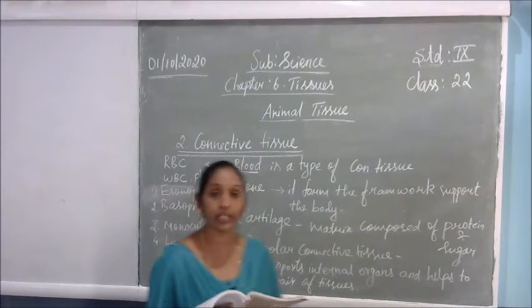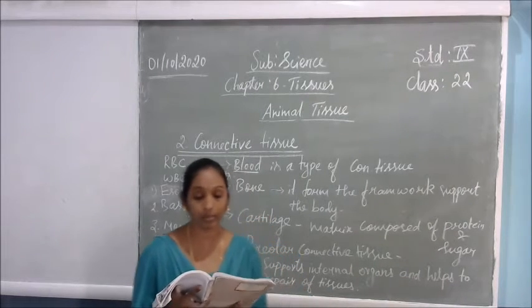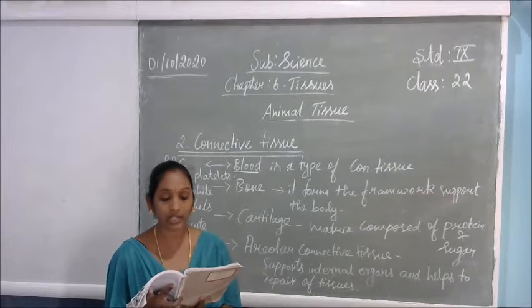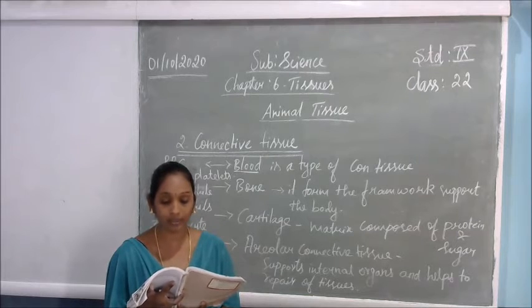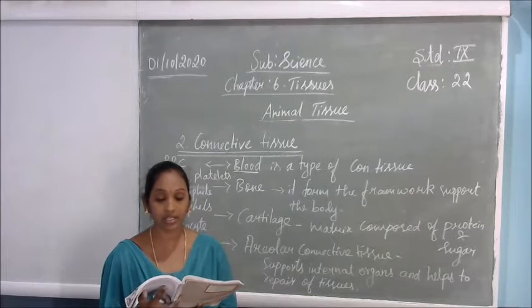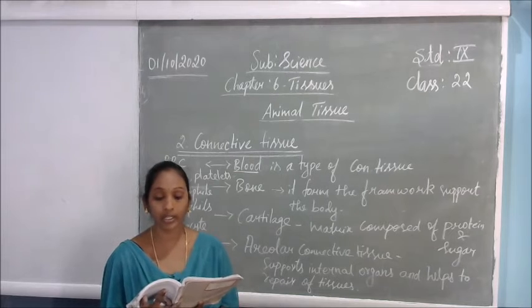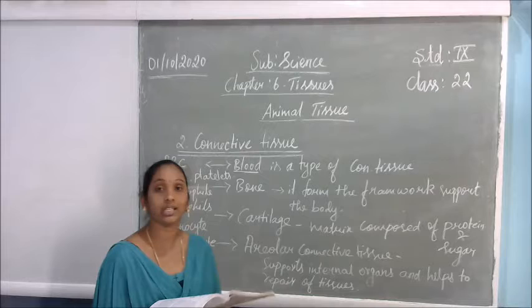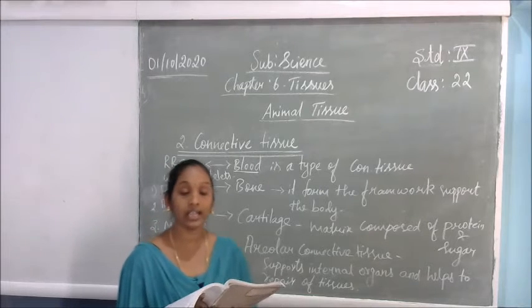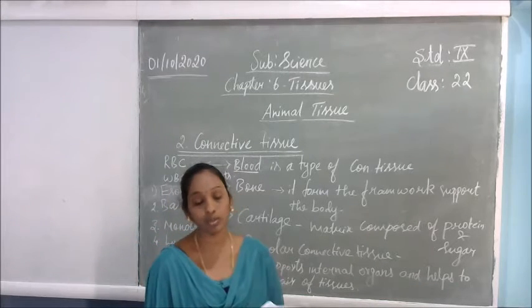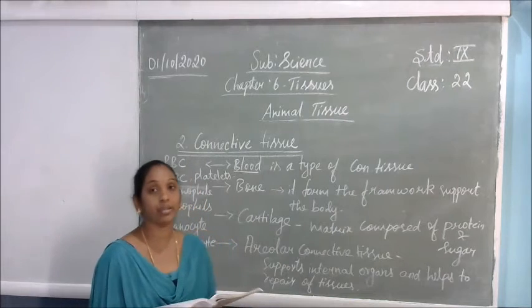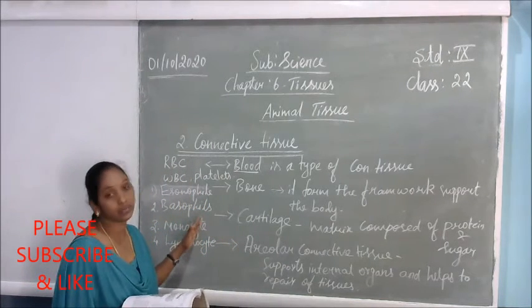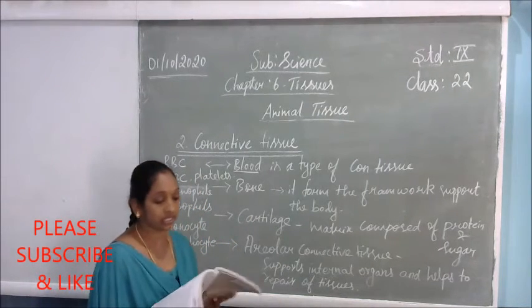It contains protein, salts, and hormones. Blood flows and transports gases, digested food, hormones, and waste materials to different parts of the body. As I already told you, once the blood flows, it transfers gases, digested food materials, hormones, and waste materials from one part of the body to the other.